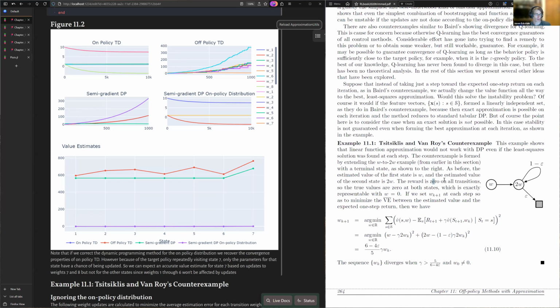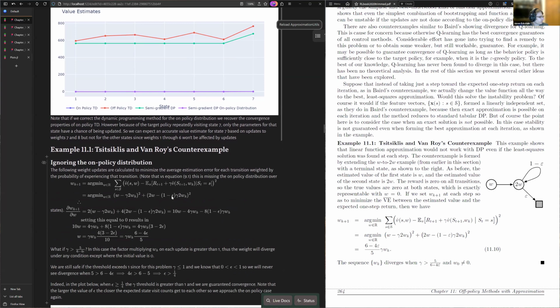Now, the reward is 0 on all transitions here. So for this problem, the correct values are just 0 and 0. And that's perfectly possible to achieve with this parameter. W could just be 0, and then the problem would be done. But just like before, that doesn't mean that the actual gradient updates we do are going to produce that.